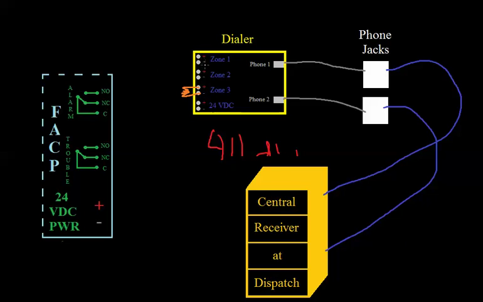If you remember when we talked about the conventional panel, we said that the panel needs to see a short for it to go into alarm. It needs to see an increase in current. And the dialer is the same way.